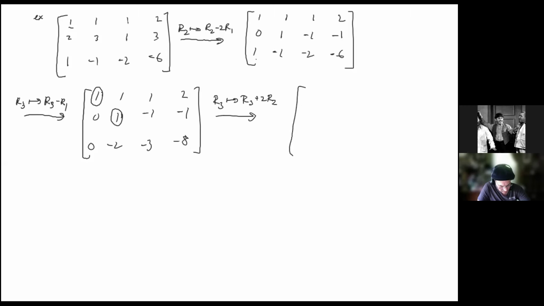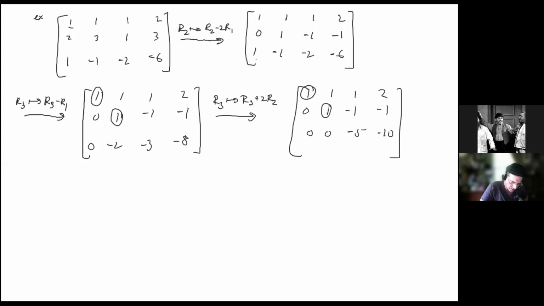And what does that give me? It gives me 1, 1, 1, 2, 0, 1, minus 1, minus 1, and then 0, 0, minus 5, minus 10. Let me continue to circle the pivot locations. Okay, so you can see that this is now in echelon form. So this is in echelon form, but it's not in reduced echelon form. To get it in reduced echelon form, we have to continue.